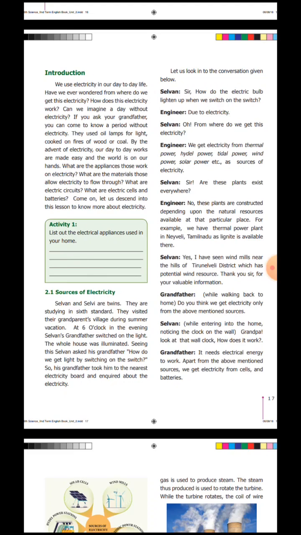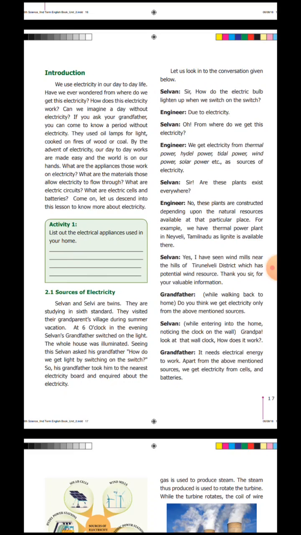So what are the sources of electricity, children? Many sources of electricity are there. Let us see one by one. First we see the conversation between Selvam and the engineer. Sir, how does the electric bulb light up when we switch on the switch? He is asking the engineer how the electric bulb lights when we switch on the switch. The engineer answered, it is due to electricity.